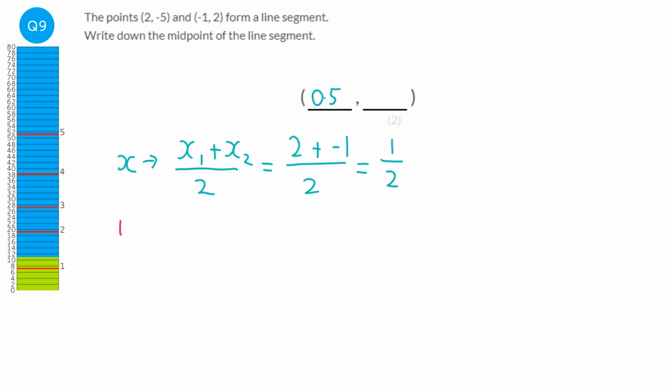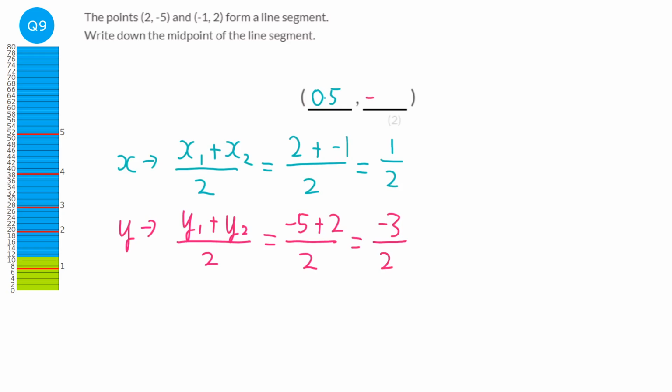We'll do the same thing for the y coordinates. And the formula is the same, but just with adding the y coordinates together and dividing by 2. So it's going to be -5 plus 2, all of that divided by 2. So that's going to be -3 over 2, or -1.5.